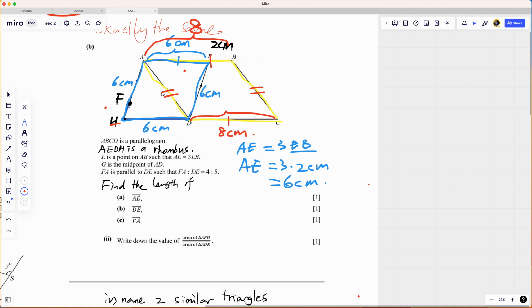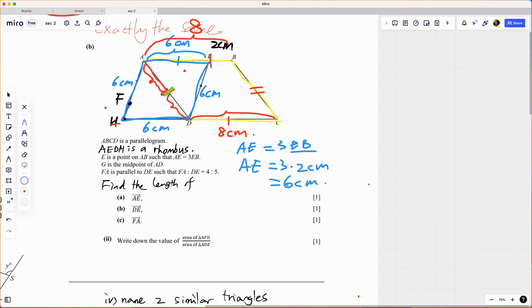Next. G is the midpoint of AD. You know what's the meaning of midpoint? The middle. So in the middle means this part and this part is the same. Does it make sense to you? I don't know how much, but at least I know that they're the same. So if this is, let's say this is 4, this is also 4. Okay, good. I don't know yet.